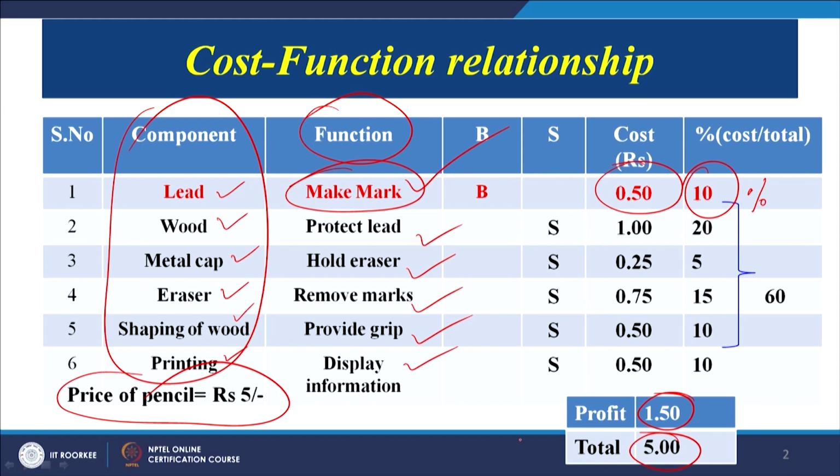So, suppose I am paying rupees 5 to buy a pencil. The basic function can be achieved with a lead, that is 50 paisa only. Now, we have to see how we can establish this functional cost relationship, what are the essential secondary functions that are required to achieve this basic function.